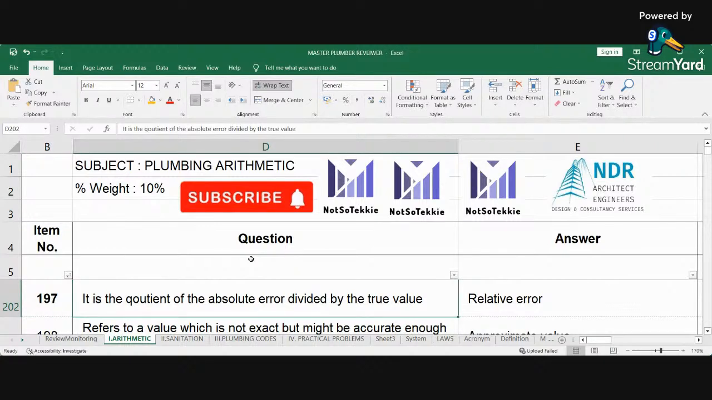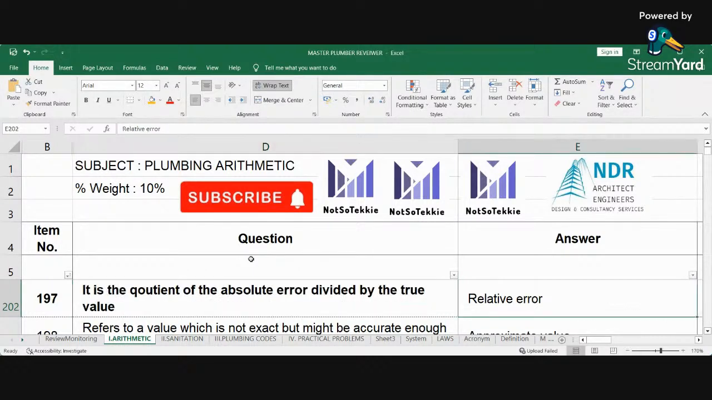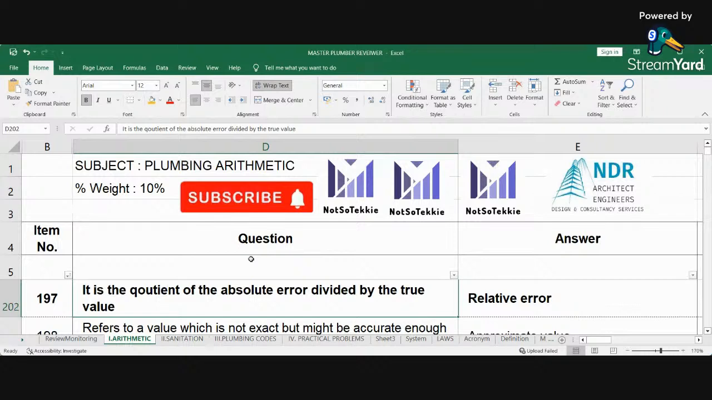197. The quotient of the absolute error divided by the true value. The answer is relative error.